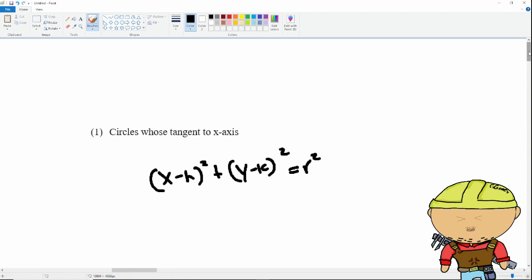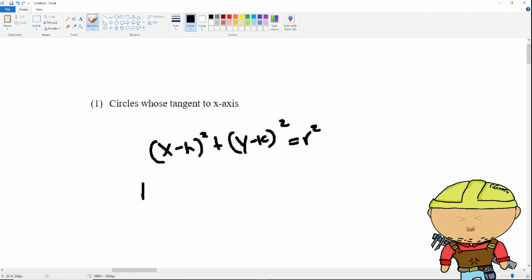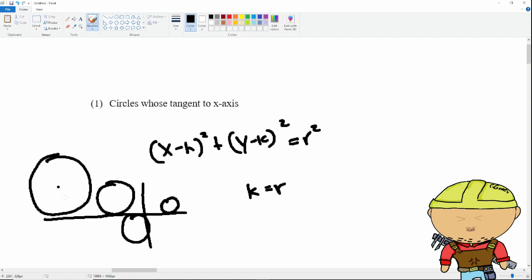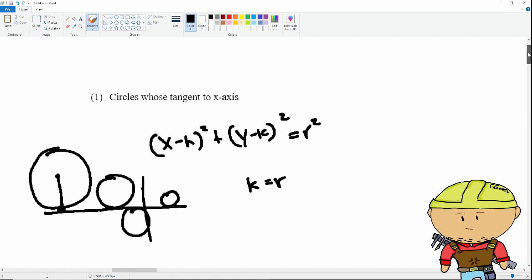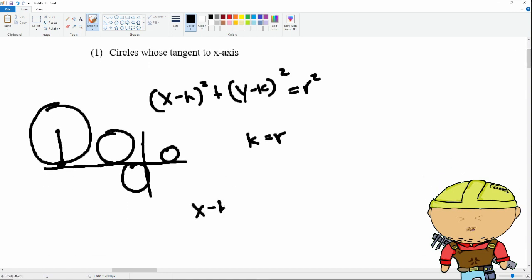That's the normal general equation for a circle, but it says it's tangent to the x-axis, so your circle can be like this one, like this one, like this one. And when you say it's tangent to the x-axis, your k and your r are equal. For example, if this is your circle, your y value should be equal to your radius, because your circle is always tangent to the x-axis. Meaning your equation will be x minus h squared plus y minus k squared is equal to k squared.